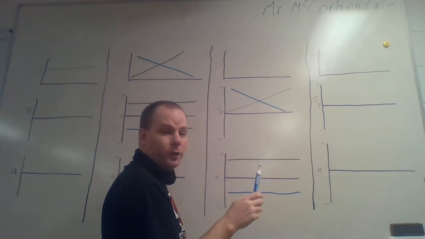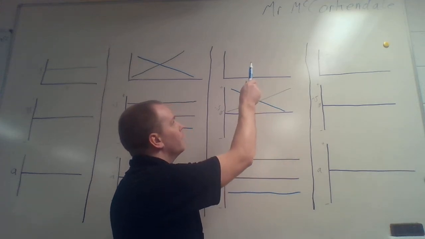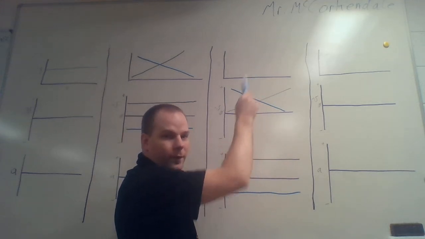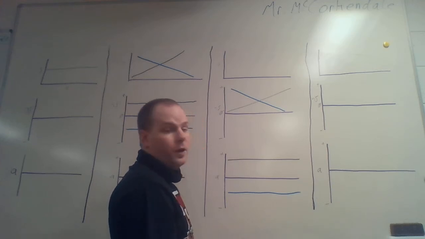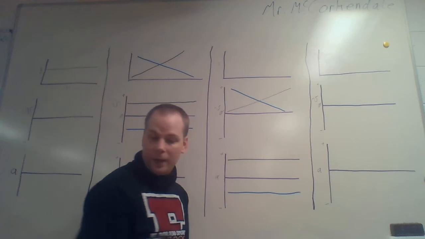Now, when we start going backwards, we're looking up here at the position time graph to make the black line. My cap doesn't work.